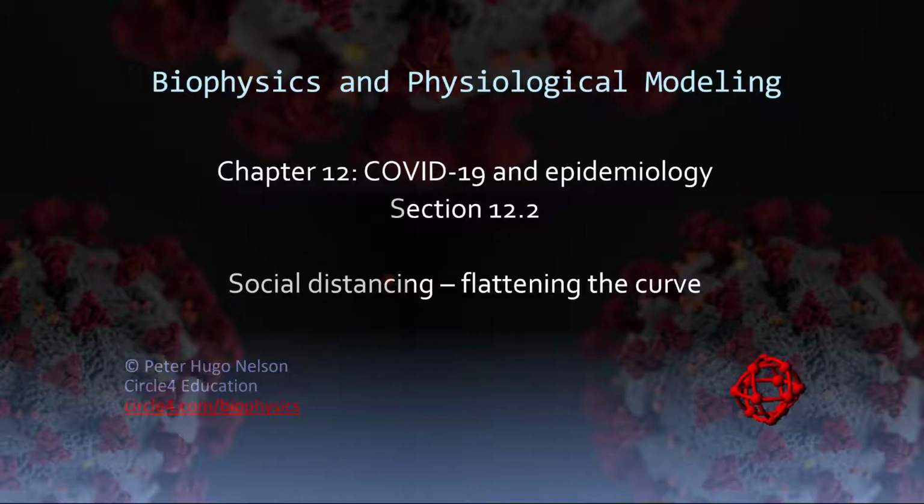Welcome everybody. In this video we're going to expand on what we did in the last video and investigate the consequences of when infectious people can only infect others who are still susceptible. One of the consequences that we can investigate is how social distancing can flatten the curve. So that's what we'll do next.